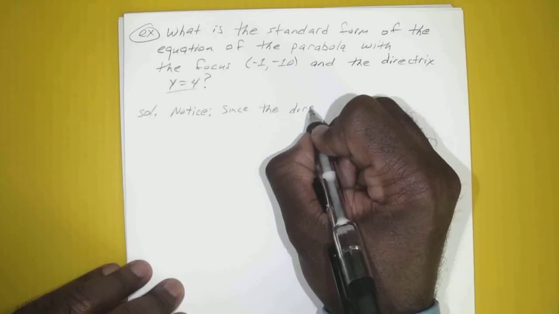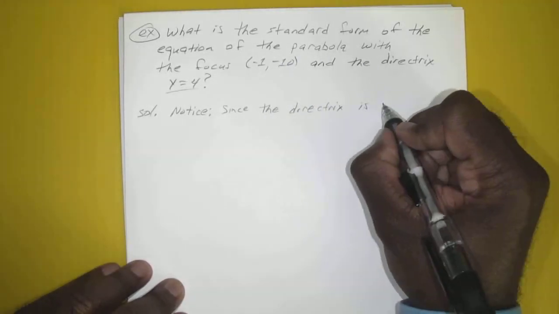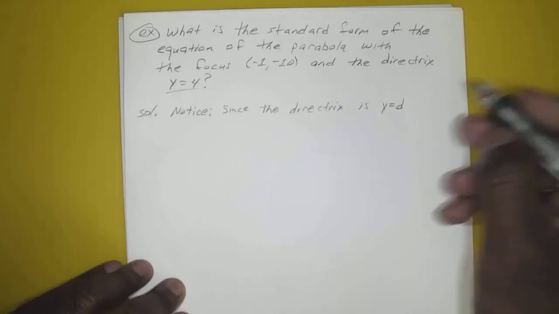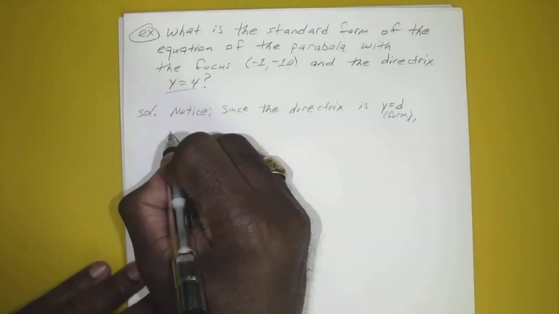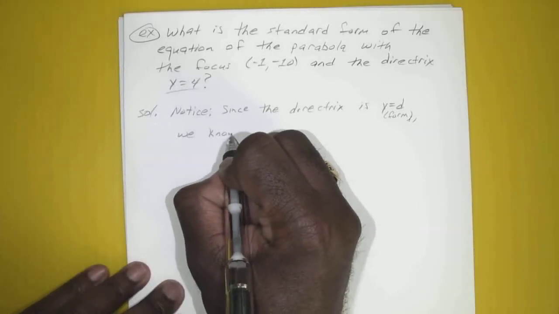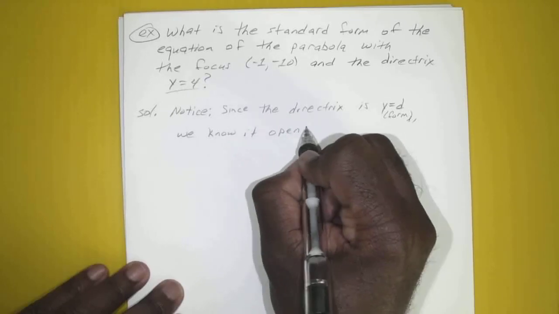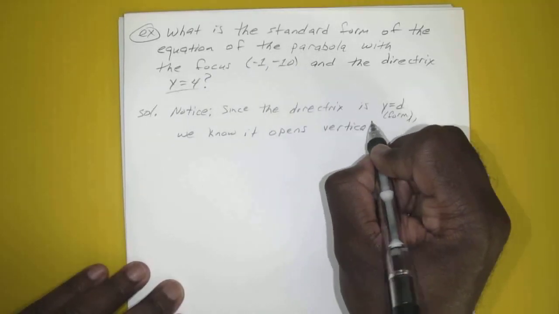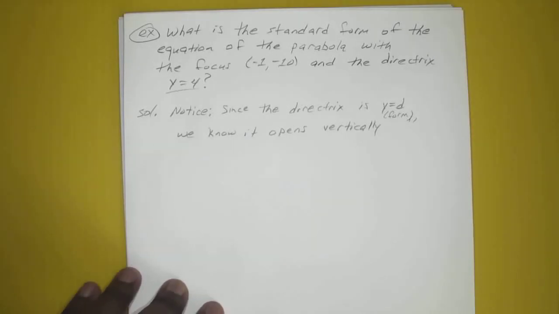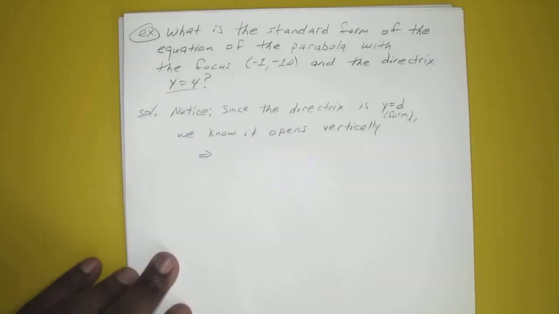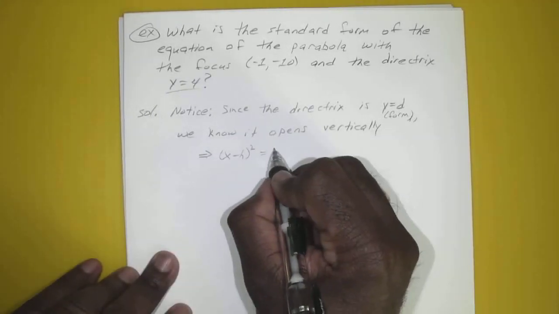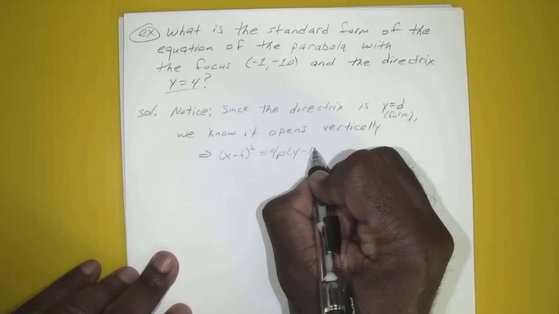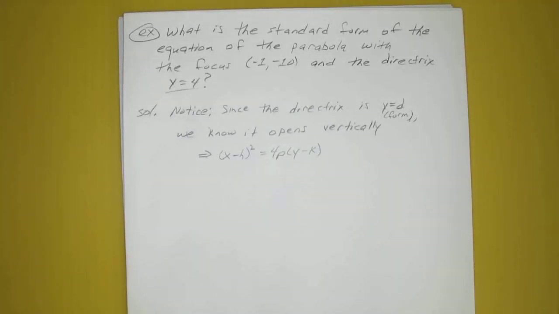Since the directrix is, let's say, y equals d, d is just some number, in the form of that, we know it opens vertically. Okay, so just the fact that we know it opens vertically, we know where to start. We know it's x minus h squared equals 4p times y minus k. So out of the two formulas, we know exactly where to start.